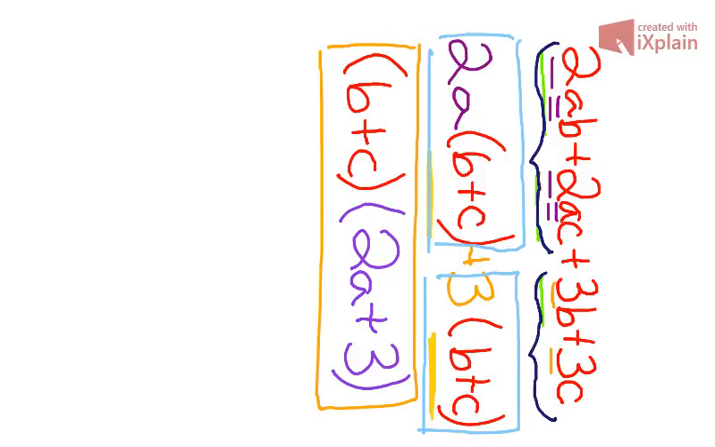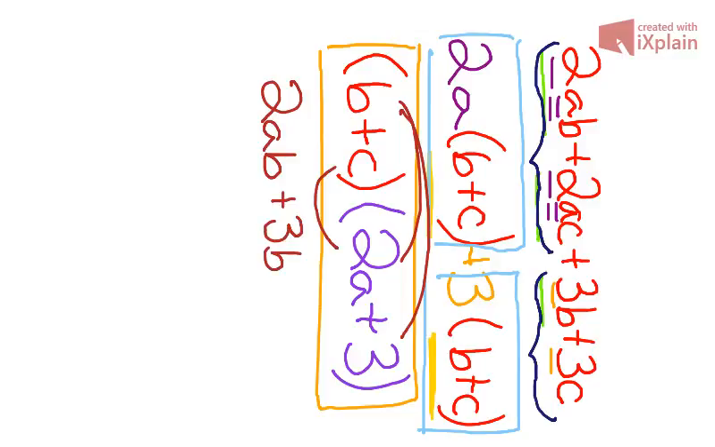Again, if you're not sure if you did this problem correctly, you can check it. By checking it, I mean, if you notice, this looks like one of the problems that we looked at in Chapter 4. This is a foiling problem. So I can FOIL this out and do B times 2A, which gives me 2AB. B times 3 gives me 3B. C times 2A gives me a positive 2AC. And C times 3 gives me 3C.